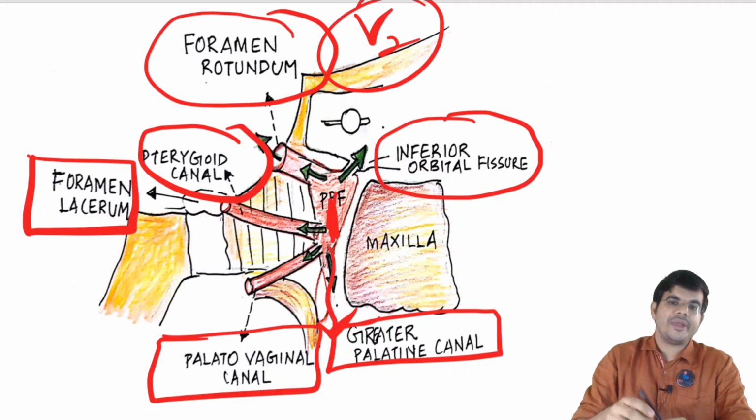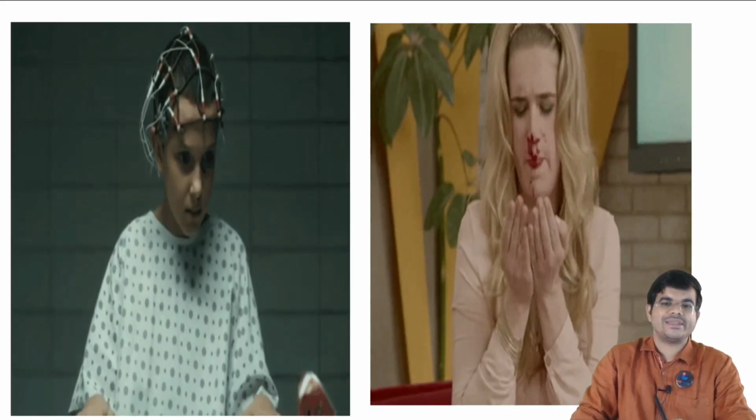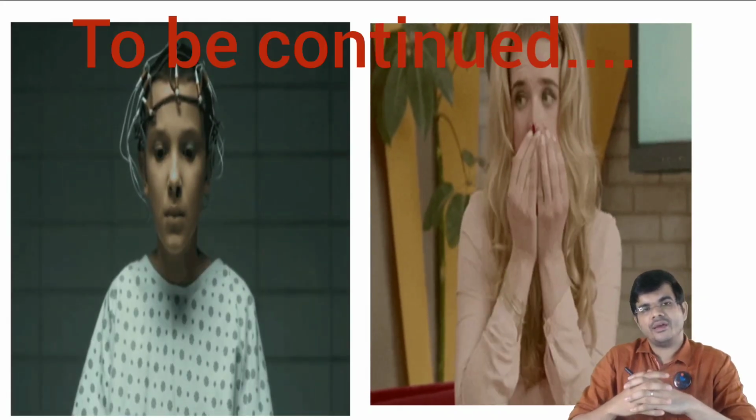Okay, so coming to the topic of epistaxis, what are the various causes of epistaxis? In children, the most common cause is actually due to a trauma to the nose. Okay, trauma to the nose is the most common cause, whereas in adults the most common cause of epistaxis is actually idiopathic.